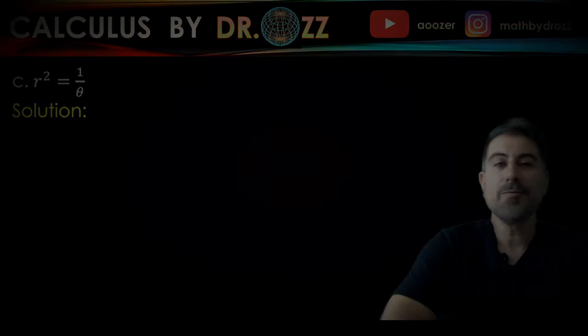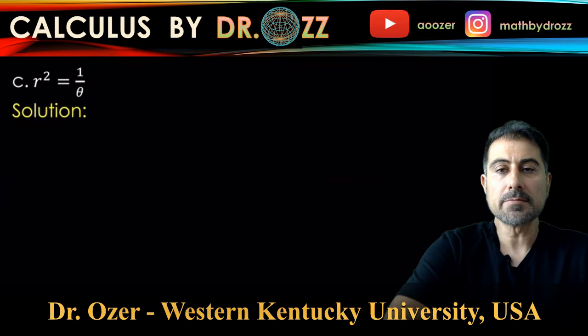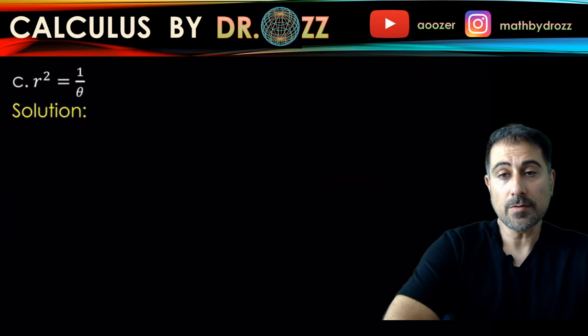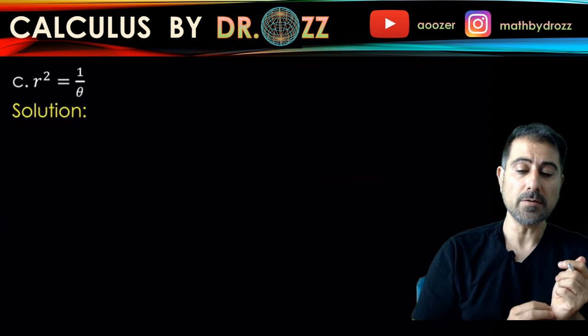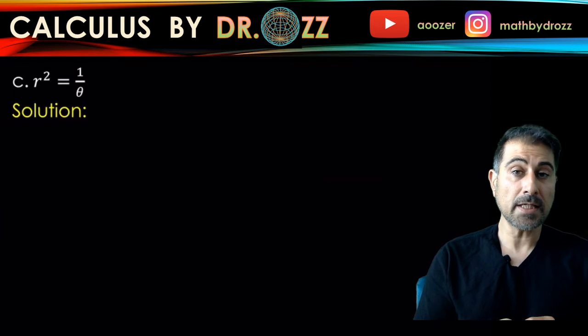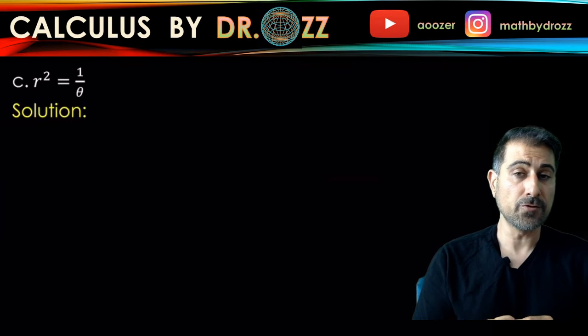All right, let's continue with part C. We have r squared equals 1 over theta. Two quick observations here. One is that theta is not allowed to be 0, for sure, because you're dividing by 0. And second, the left-hand side of the equation is always positive, so you can't really plug in a negative theta value, right?